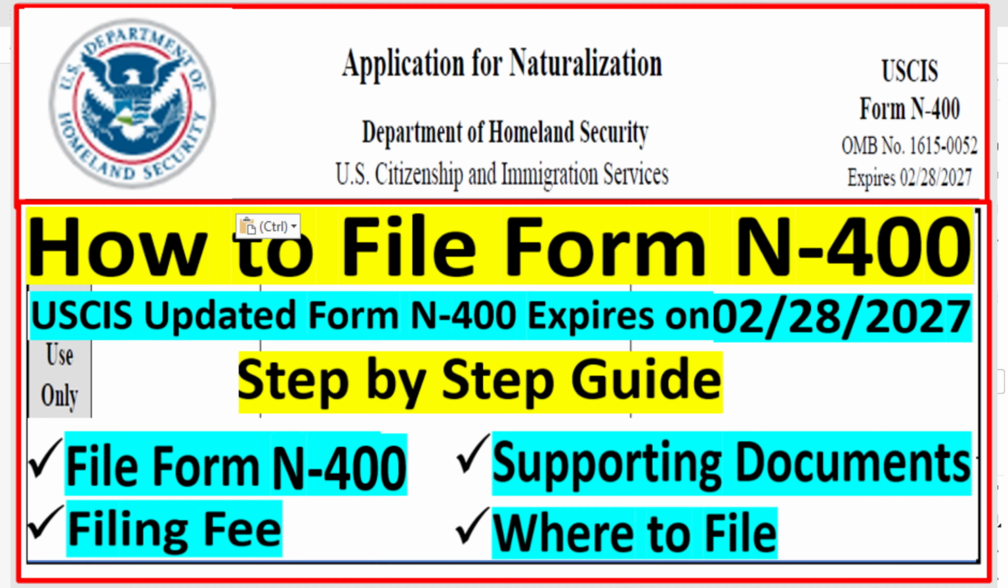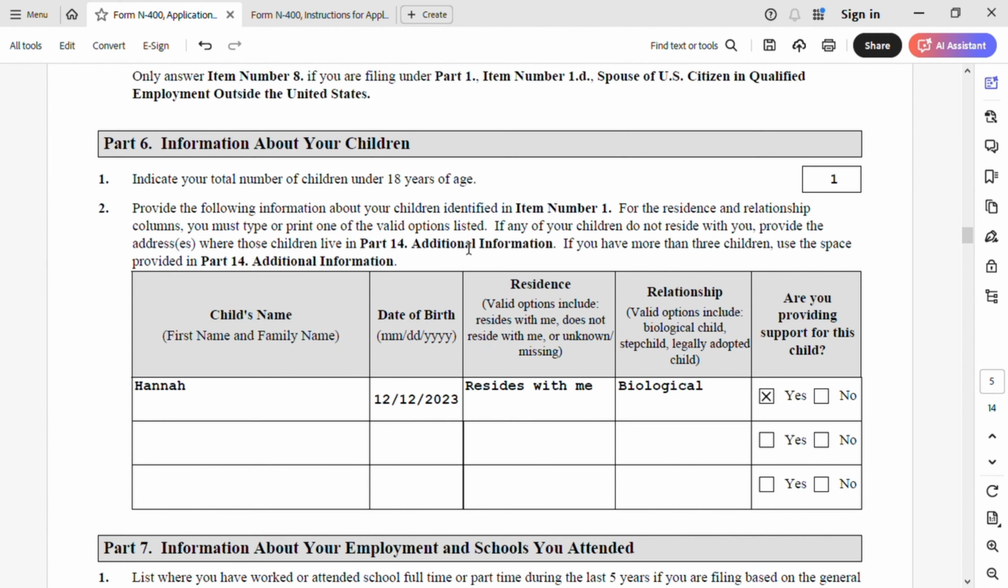Now let's go to part 6, information about your children. Indicate your total number of children under 18 years of age. In my case 1, we have 1 child together. Provide the following information about your children identified in item number 1 for the residence and relationship columns. You must type or print one of the valid options listed. If any of your children do not reside with you, provide the address where those children live in part 14 additional information. So in my case, I have only one child.